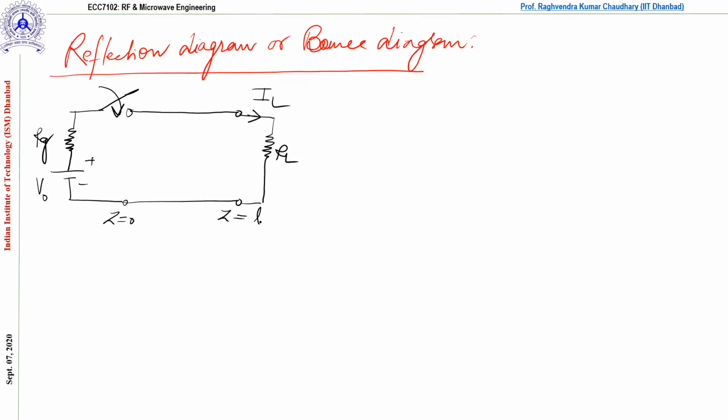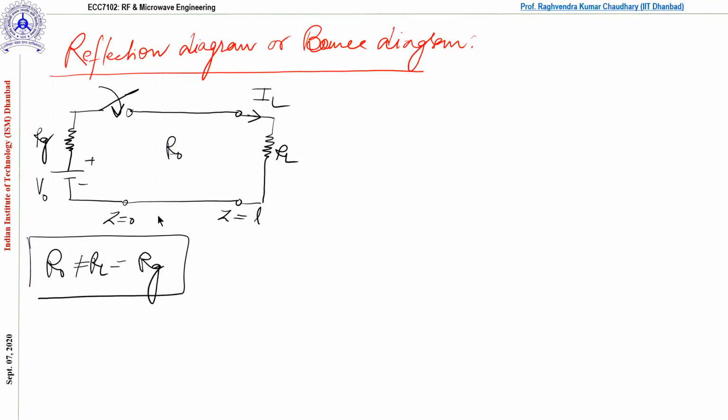Correct. But what is special here? The special thing is that R0, RG and RL are not equal. So this creates a problem, and we want to find a solution for how we can analyze these things in a simple way, because deriving and calculating all the time will not serve the purpose. Correct. So let us draw something here, and I'll try to explain it. Just a minute.